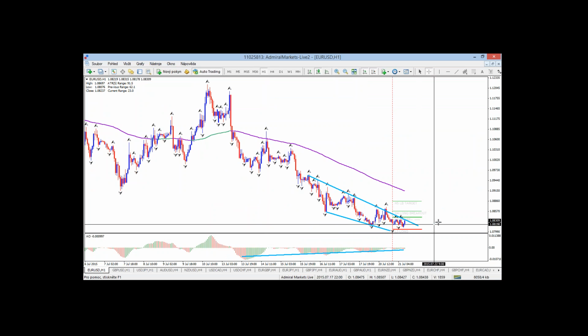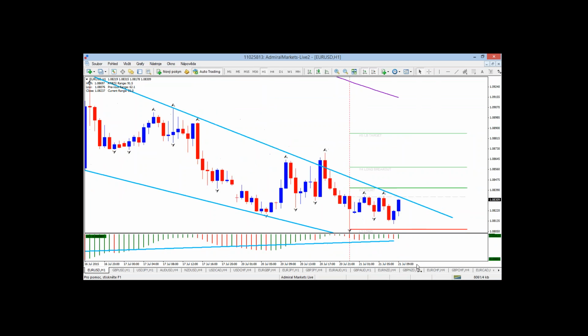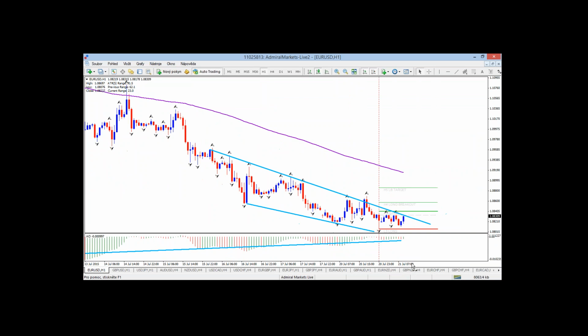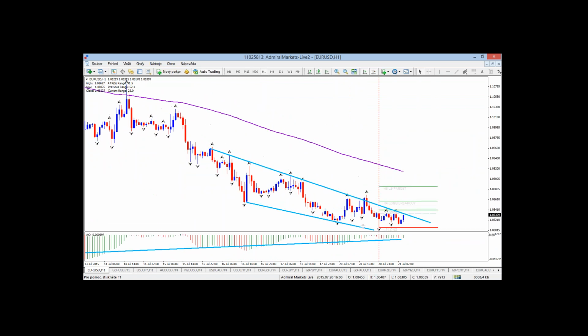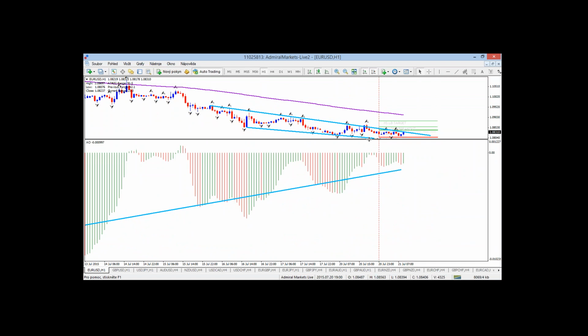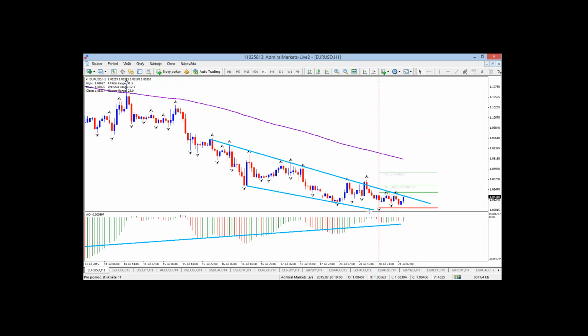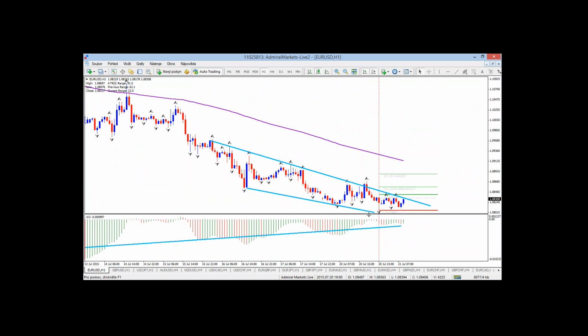When looking at the hourly chart, we can see the trend line a bit better. We have divergence on the hourly too. It's about a triple divergence. So I think that's quite a heavy one, or at least a double.